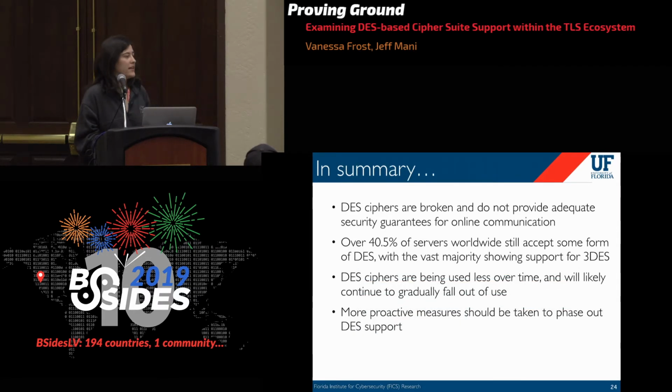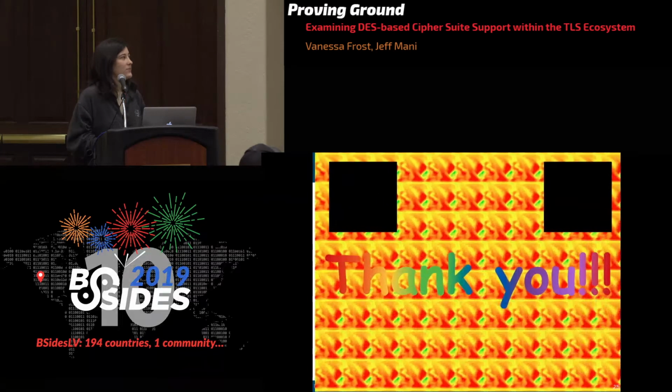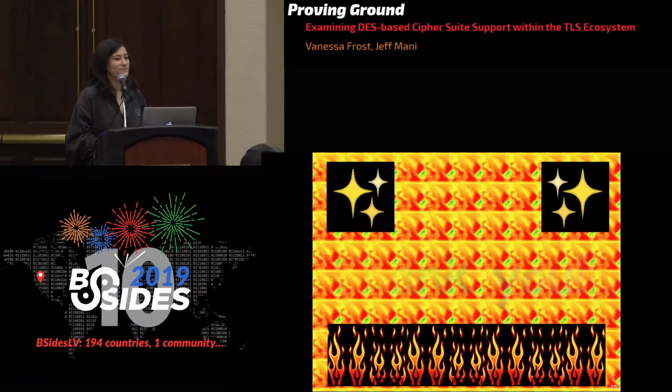All right, and to summarize, DES ciphers are broken. They've been broken. They don't provide adequate security guarantees for online communication anymore. Over 40% of servers worldwide still support some form of DES cipher, with triple DES being the vastly most supported. And DES ciphers are being used less over time, which is good, and we can probably expect to see a long tail as they gradually fall out of support. And we can take more proactive measures to phase out DES support completely. Otherwise, we risk being haunted by our past. Thank you for listening to my talk.